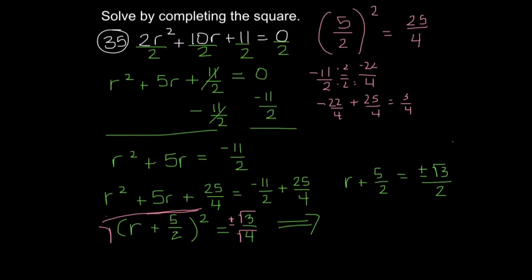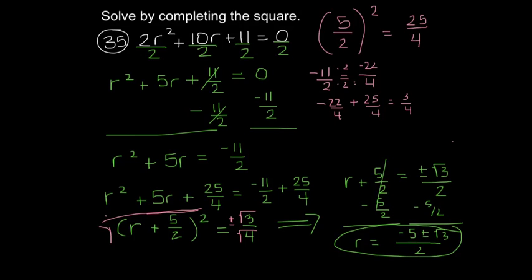To get the r by itself then, I'll subtract the 5 halves from both sides. My 5 halves cancel, and I have r equals. Both fractions have a denominator of 2, so I can write my fraction as a single fraction with that common denominator of 2. We want to keep the plus or minus in the middle, so I'll start with the negative 5 in the numerator, and I will say negative 5 plus or minus that square root of 3. So my answer is r equals negative 5 plus or minus square root of 3 over 2.